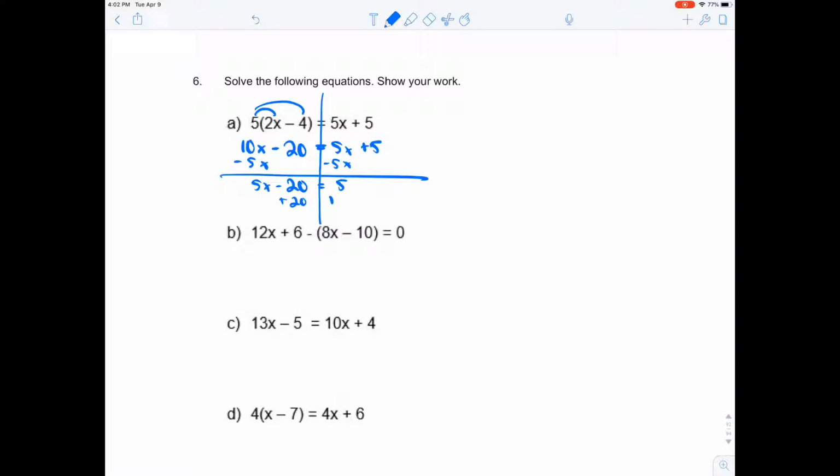Add 20 to both sides, right? We're isolating that variable. I'm going to move up here. So now I have 5x is equal to 25. Divide both sides by 5. x is equal to 5. And that's my solution.